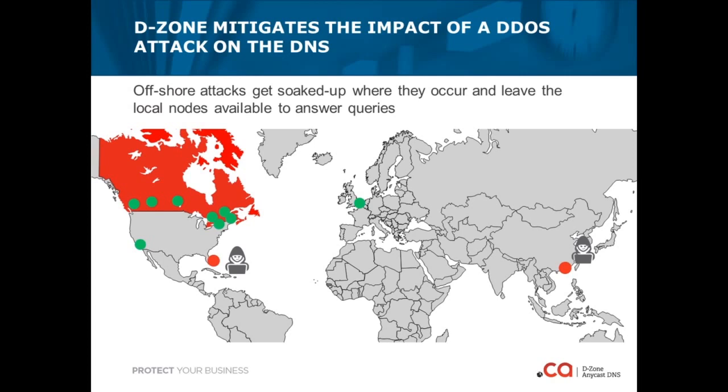Now, if we turn to the DDoS attack scenario, an offshore attack would get soaked up where it occurs, and it leaves the local nodes available to answer queries to Canadians, but also globally. In a scenario where perhaps one node that's international gets overwhelmed, the attack then moves to the next international node. But by the time that node is overwhelmed, the first node has had a chance to come back online. And it's like a worldwide game of whack-a-mole in the DNS, but it keeps your important traffic safe.